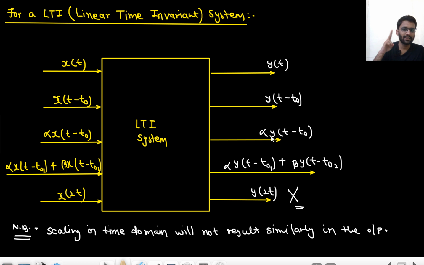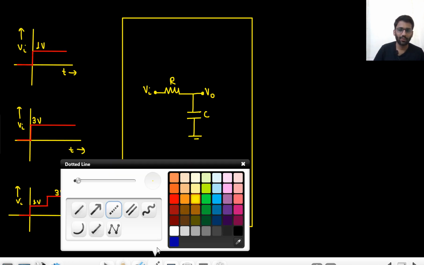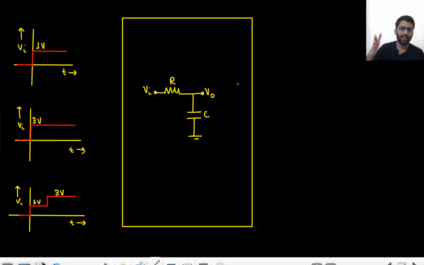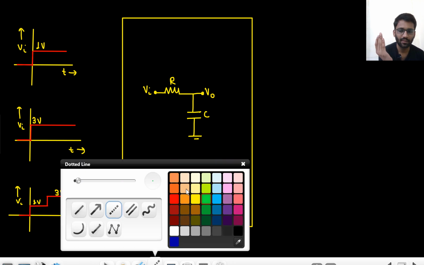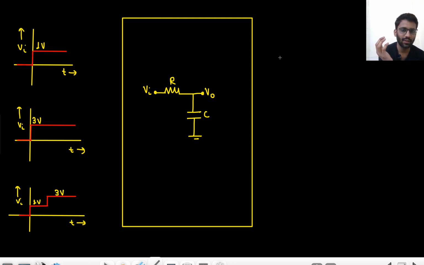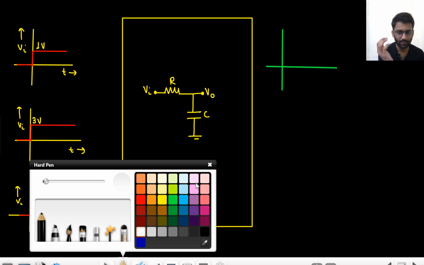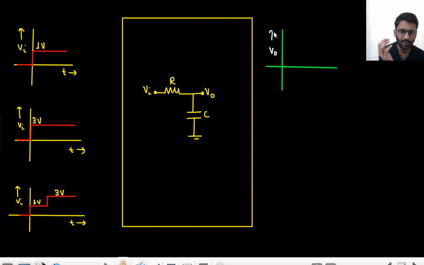So only two things: you can amplify it or you can shift it. Don't do anything with this time t. Amplify or shift, that's it. So this is my input. Now tell me what my outputs will be. If I apply a 1 volt input to this RC circuit, how does the output look? First I should know, if I apply a step input, how does my output look? That would simply be an exponential from 0 to 1 volt. This is how my output looks.